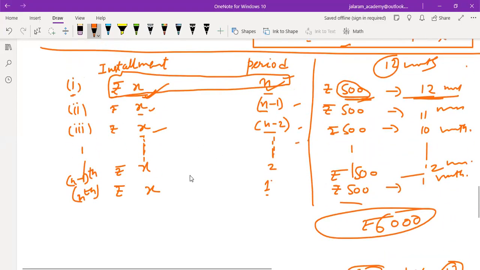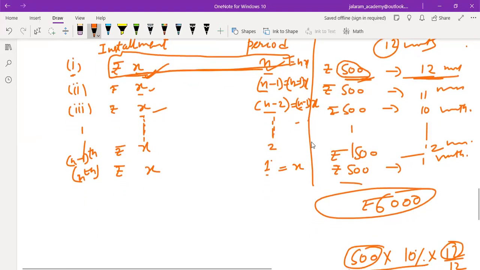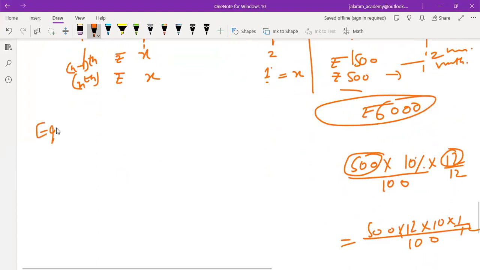Similarly, this happens. So now if you add all these sums, you first have to deposit nx, for the second you have to deposit n minus 1 into x, for the next n minus 2 into x, and finally you have to deposit x rupees. So all these sums, when added, are called the equivalent principal. It is not the actual principal. This is the assumption for the principal only.